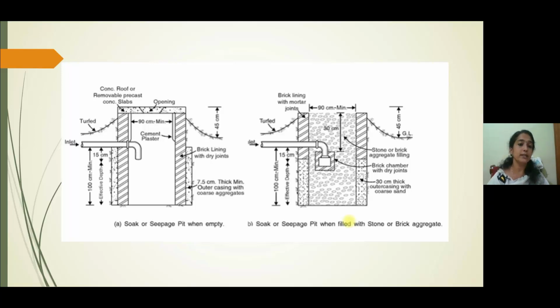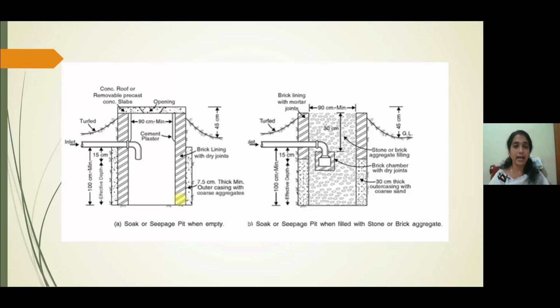Here you can see the inlet pipe coming from the septic tank, which carries the effluent from the septic tank into the soak pit. It is located at a depth of 90 centimeter from the top of the soak pit. This portion, the 90 centimeter depth, is covered with plastic cement plaster in order to avoid mosquito action. And brick lining with dry joints is provided for the construction of the soak pit.